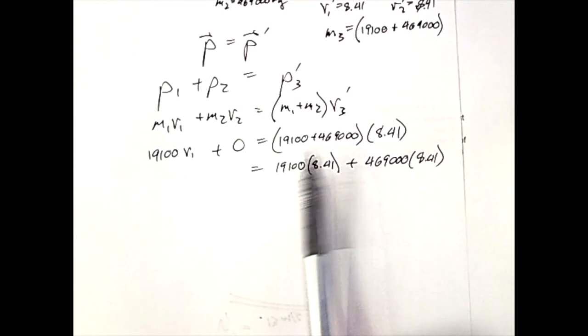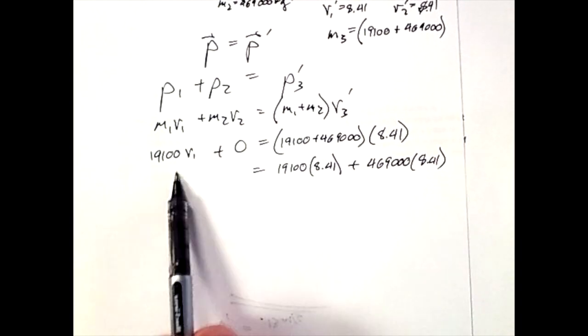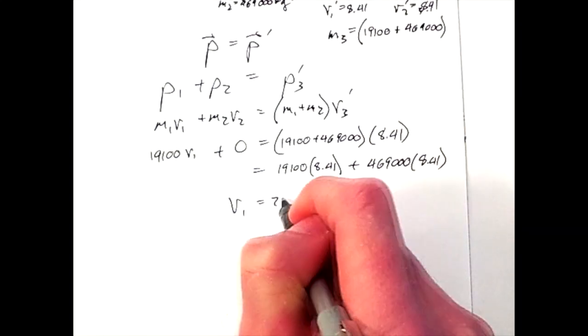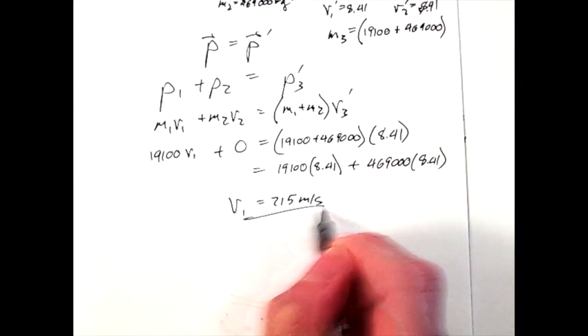So then I multiply and add all these numbers together, and then I divide by 19,100, and I got V1 to be approximately 215 meters per second. I got that.